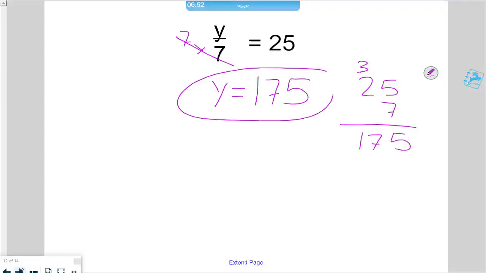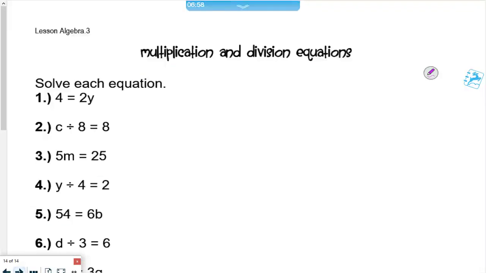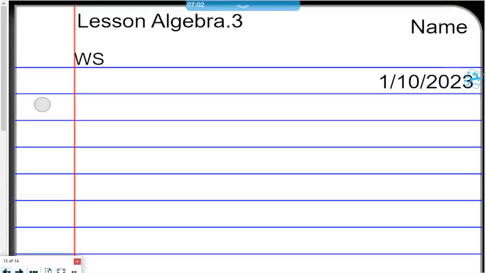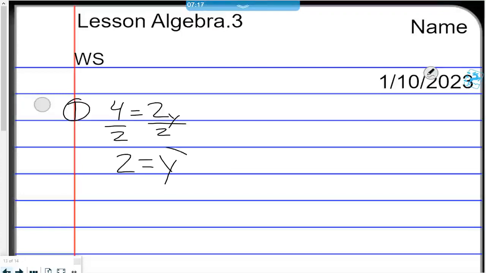Y equals 175. All right, so homework today looks like this. 4 equals 2 times y. So, number 1, 4 equals 2 times y. So here I have a multiplication, so I'm going to divide by 2, which leaves me with y. Divide by 2, which leaves me with 2. And that should do it.